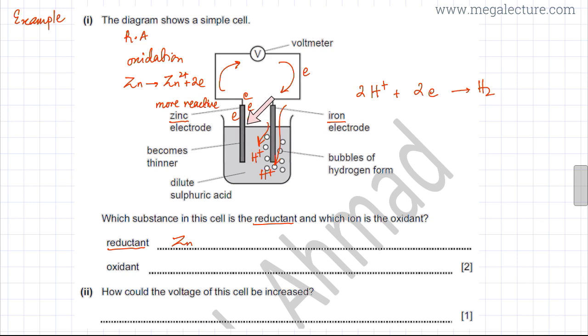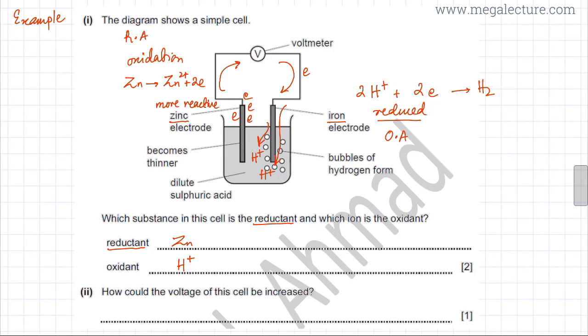So zinc, being more reactive, produces all these electrons, and those electrons travel to the other side, and in the solution H+ ions are the ones gaining those electrons. Which means that H+ ions are getting reduced. So reduction is happening, and whichever substance gets reduced, that's the oxidizing agent or the oxidant. So the oxidant in this case is the H+ ion.